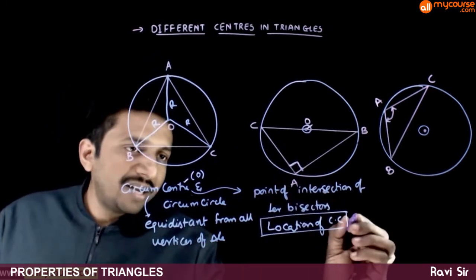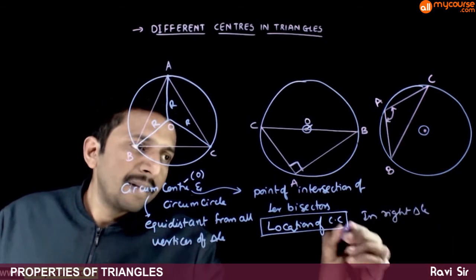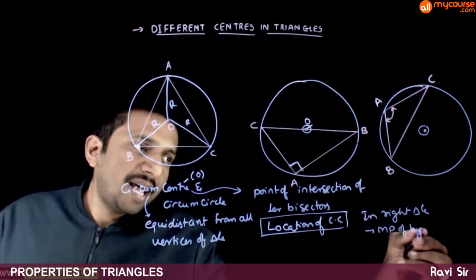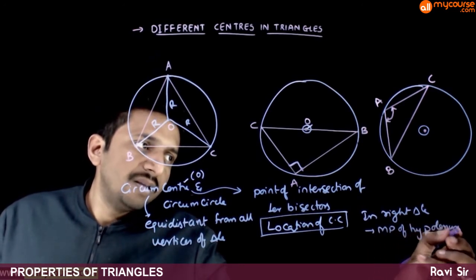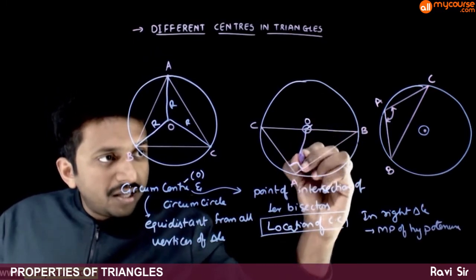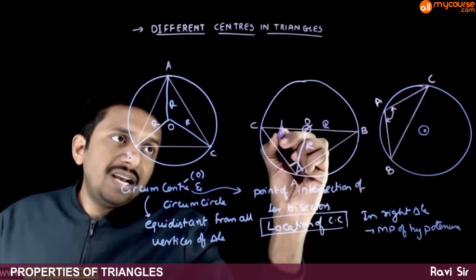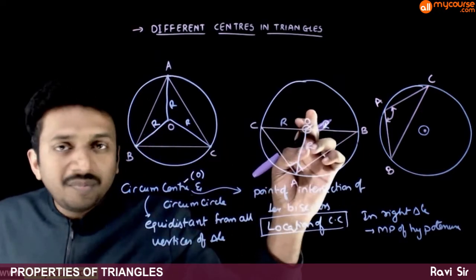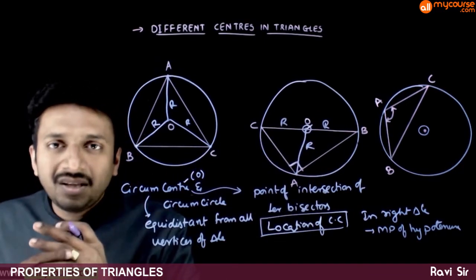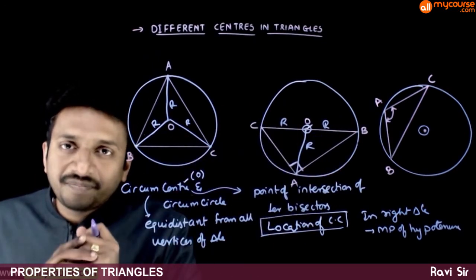So in a right angle triangle, the circumcenter is the midpoint of the hypotenuse. And that means if you join the midpoint of the hypotenuse to the right vertex, all the three lengths will be the same. The distance of the midpoint of the hypotenuse from the right vertex will be exactly equal to half of the hypotenuse in all right angle triangles. So this is R, this is R, and this is R.